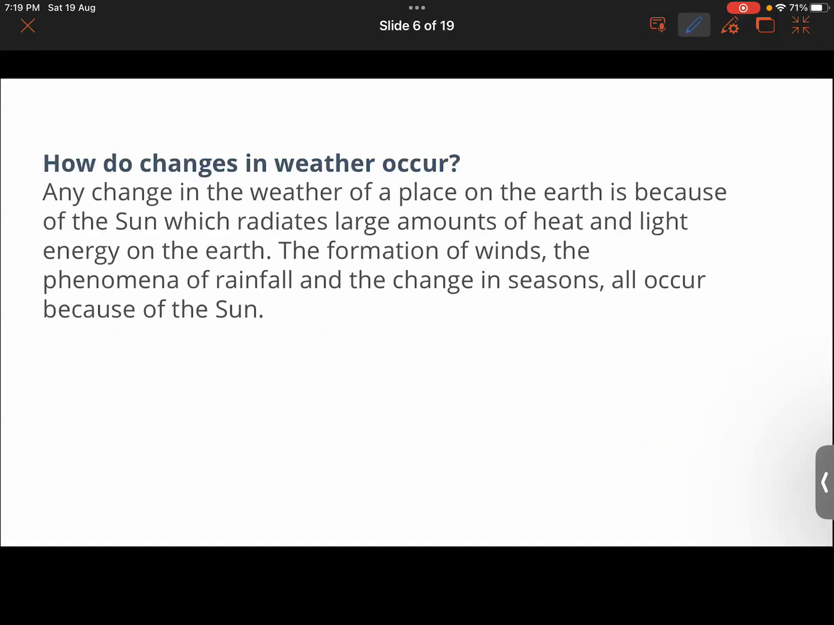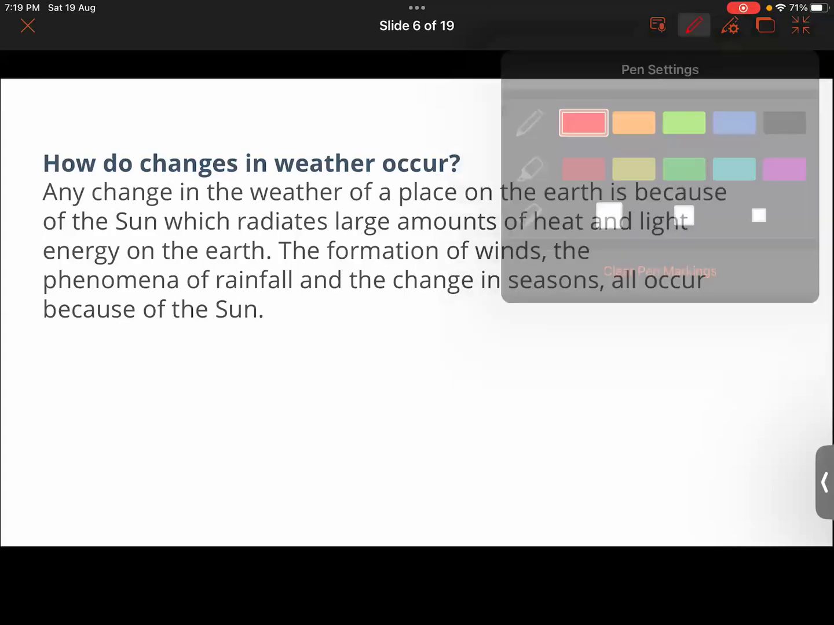Moving on, how do changes in weather occur? That is the question. Whether you are talking about wind speed, temperature, precipitation, or humidity, all of these weather factors are influenced by the sun only. Getting it? Everything is related to the sun directly.